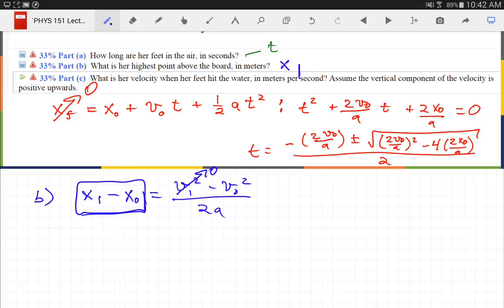And then finally, part C. What is her velocity when her feet hit the water in meters per second? Assume the vertical component of the velocity is positive upwards. Okay, now I understand your question reading this. That means that if it's a downward velocity, you put a negative. If it's an upward velocity, you put a positive, because positive is the upward direction.